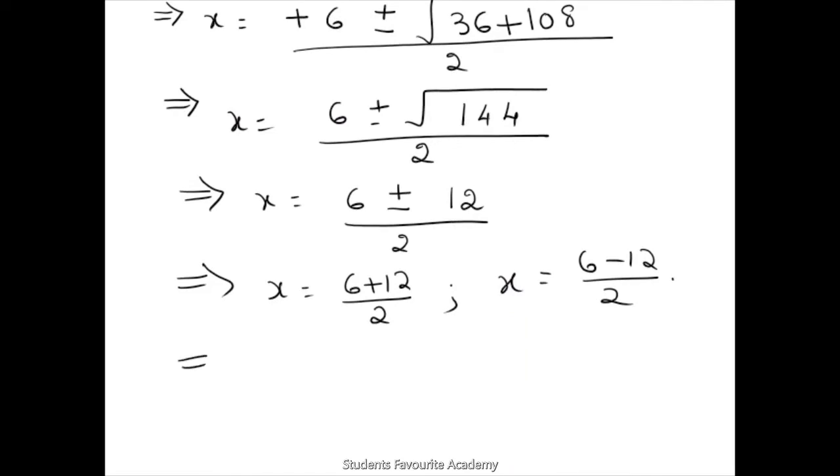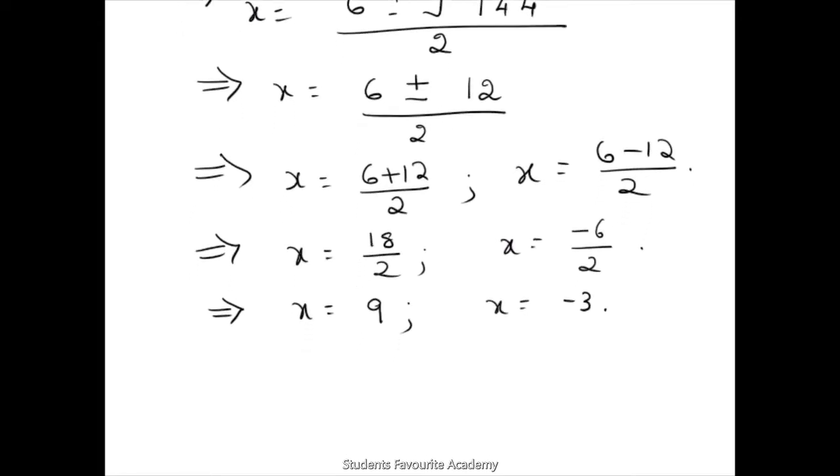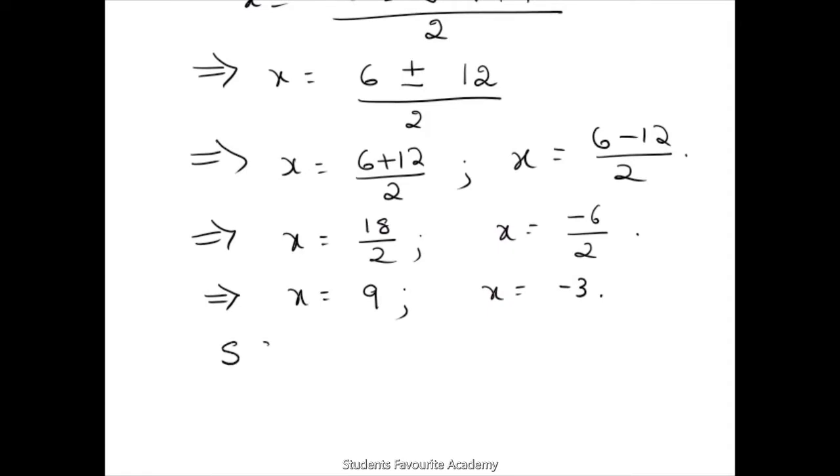So this implies x is equal to (12 + 6)/2, which is 18 upon 2, and here x is equal to (12 − 6)/2, which is 6 upon 2. So implies x is equal to 18 upon 2, which is 9, and here x is equal to 3. So therefore the solution set, we represent it as SS, is equal to, put curly brackets, 9 comma 3. So this is the answer.